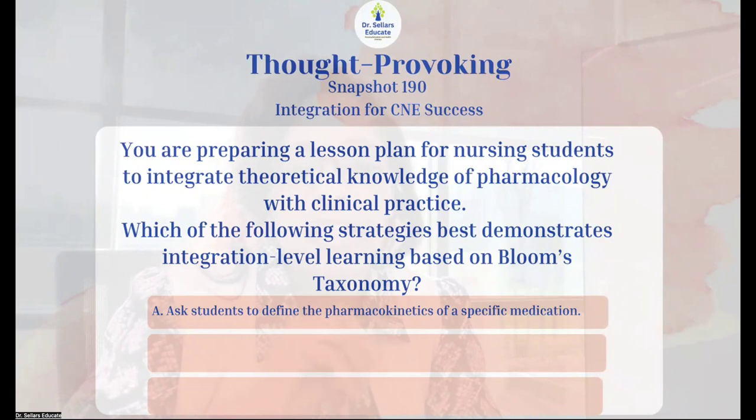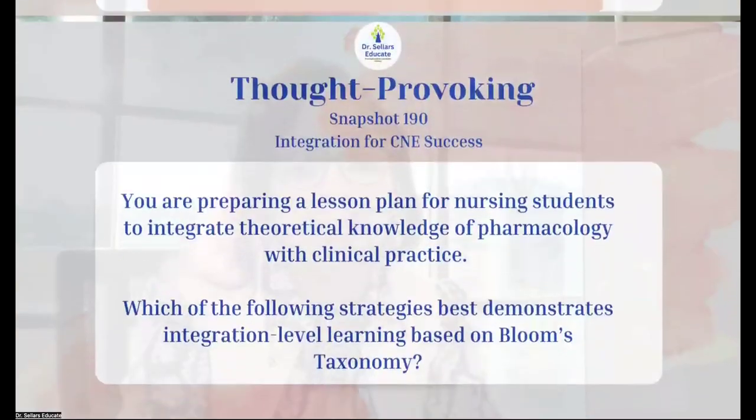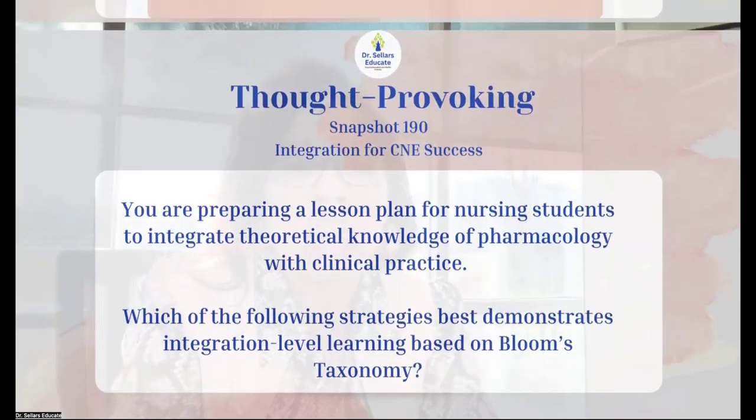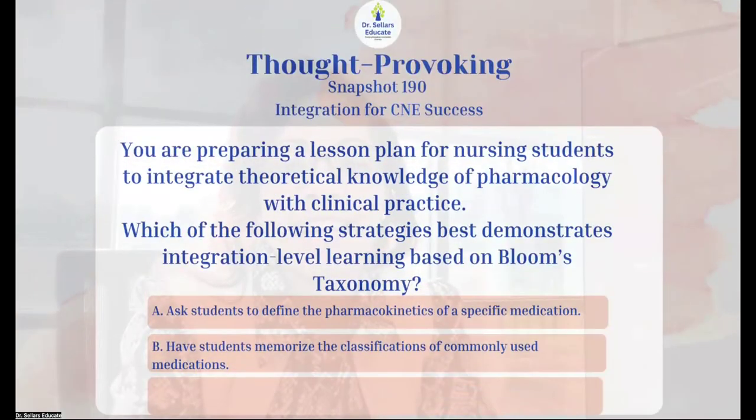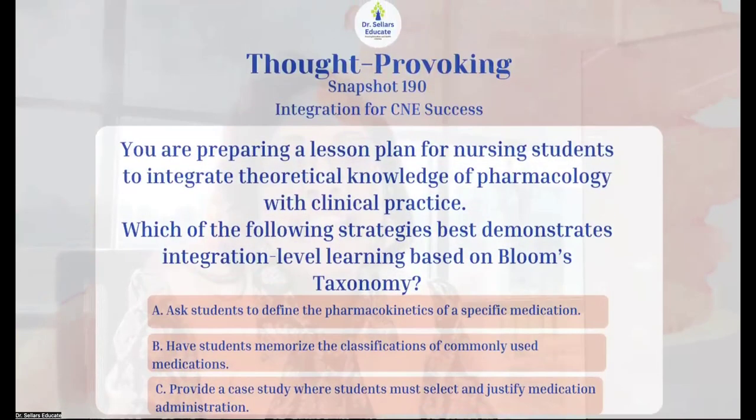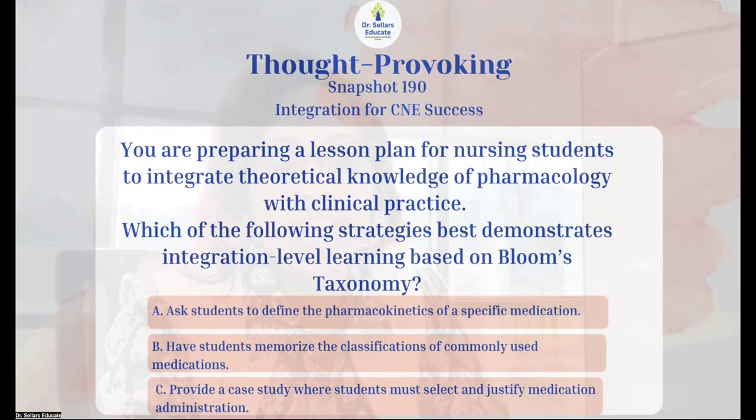So A is ask students to define the pharmacokinetics of a specific medication. B is, I keep going backwards. B is have students memorize the classifications of commonly used medications. And C is provide a case study where students must select and justify medications. All right, so you can see these three options.